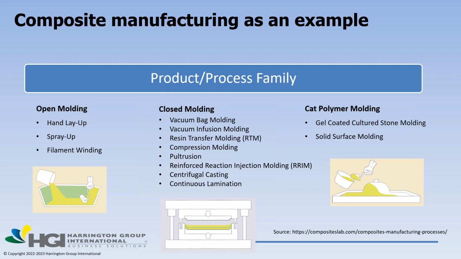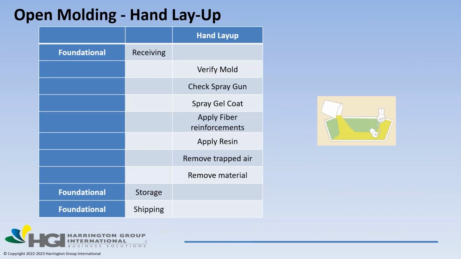So let's just look at open molding. If you look at the process, the foundational processes are, again, for example, receiving, storage, and shipping. But for hand layout, you basically verify the mold, check the spray gun, spray the gel coat, apply the fiber reinforcements, apply the resin, remove trapped air, remove material, which is good. It's a good way to get started.